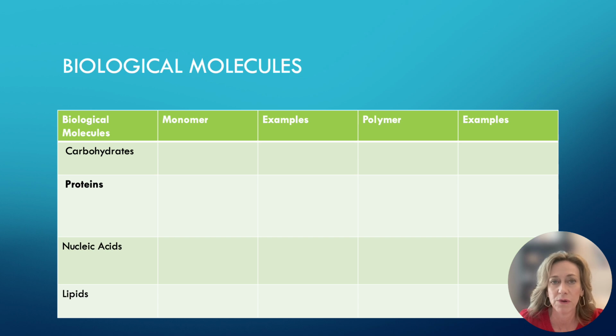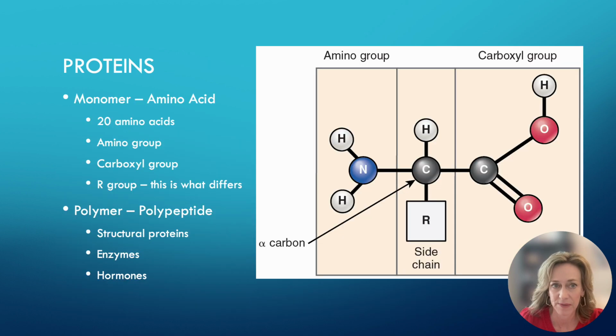Now we'll move to proteins. All right, the monomer of a protein is an amino acid. There are 20 of these, okay? And this is the generic structure of an amino acid. I do want you to be able to recognize that structure. How will I recognize it?